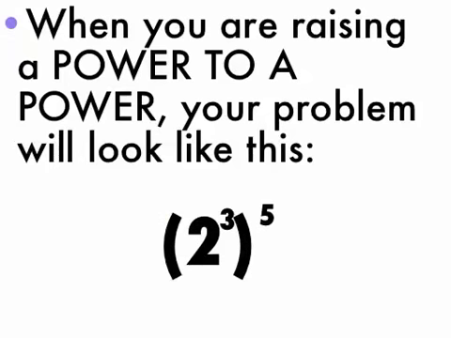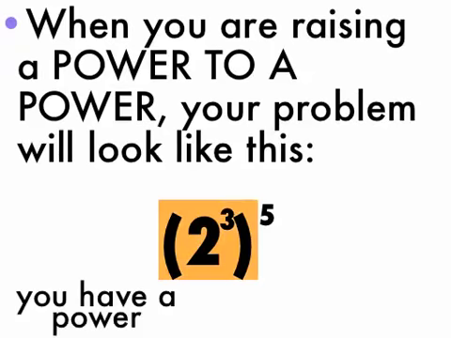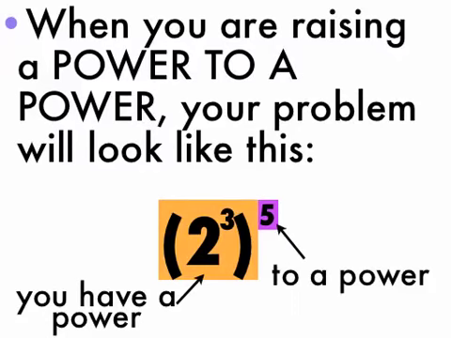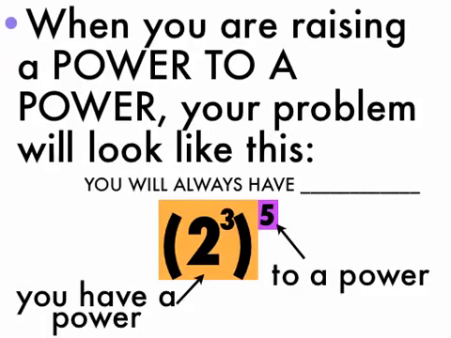When you are raising a power to a power, your problem will look like this. You're going to have any power inside of parentheses. In this case, I have 2 cubed. And then right outside of the parentheses, you're going to have another exponent, raising it to another power. You are always going to have parentheses when you are raising a power to a power. So in this case, I have 2 cubed to the 5th power.